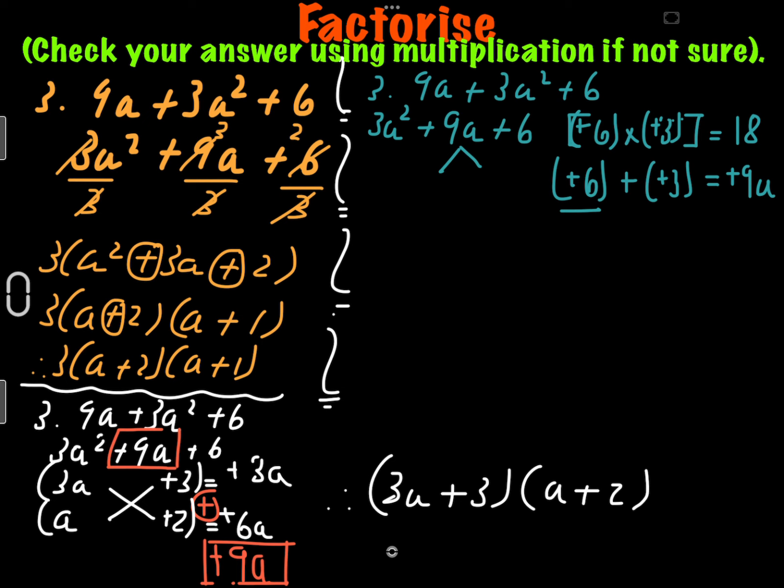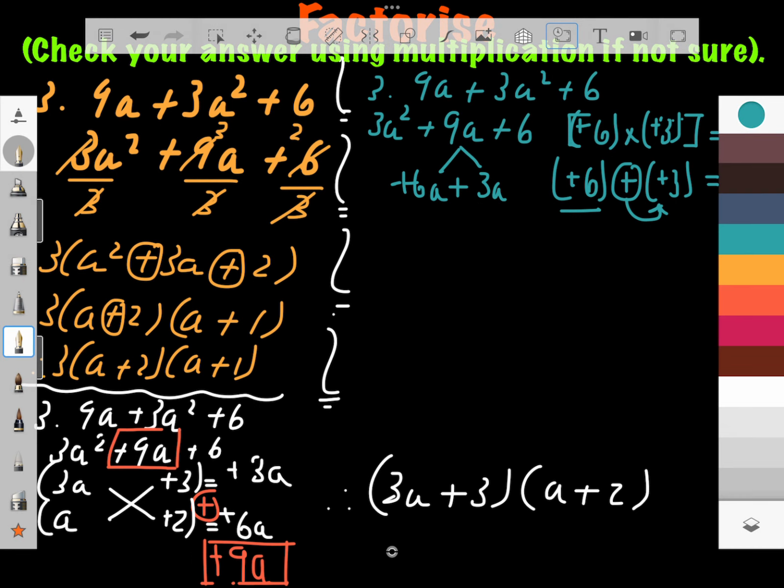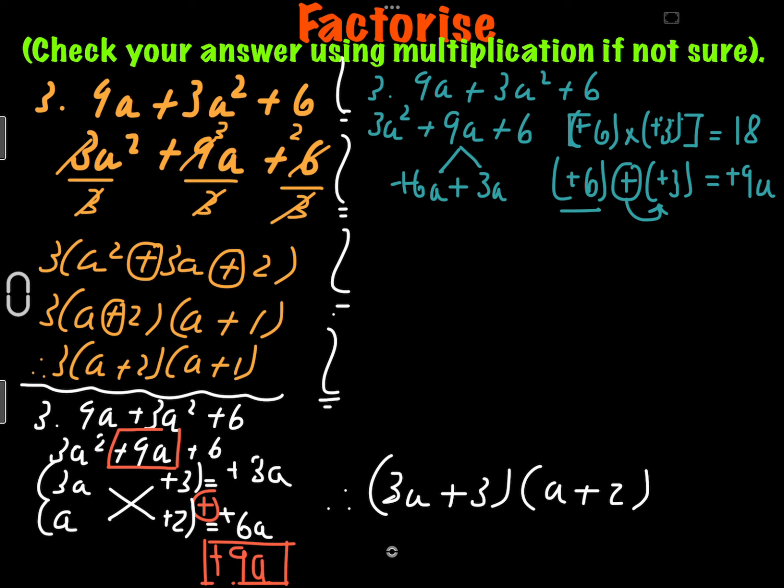So I have positive 6a, positive multiplied by positive gives us positive. So I have positive 3a. And all I need to do now is just to simply drop the constant. In this case, if I drop the constant, the constant is positive 6. And our coefficient there is positive 3a squared.